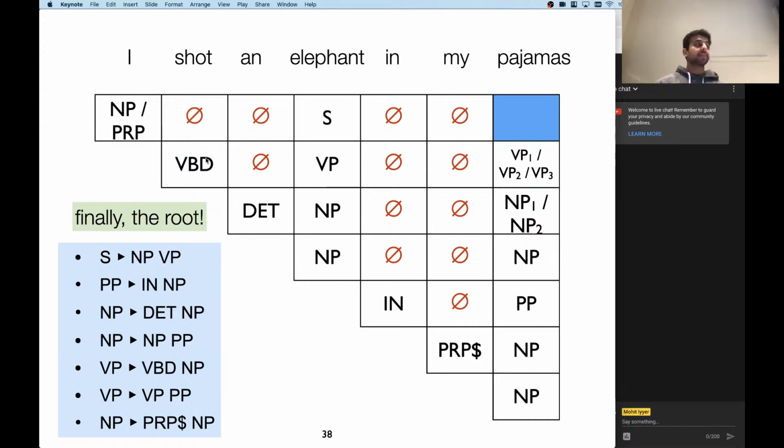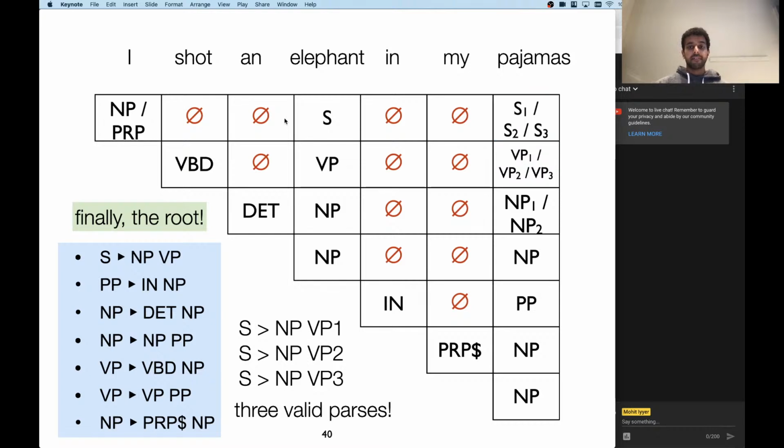So at the root node of this tree, this is where I want to form an S. I have an NP that can be combined with any of these VPs to form an S. And I also have this S, I shot an elephant, and then I have this PP in my pajamas. Unfortunately, there's no rule that combines S and PP together, so I have three different S's that I can form for this sentence. And you can see how this all stemmed from having these multiple noun phrases and having two valid split points up here.